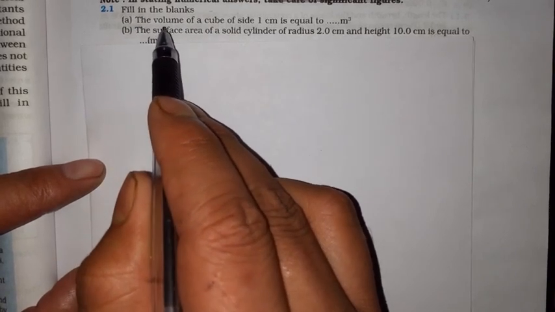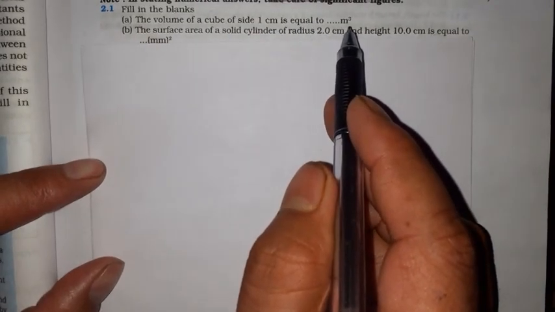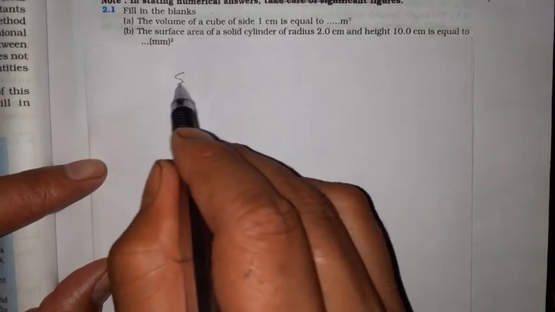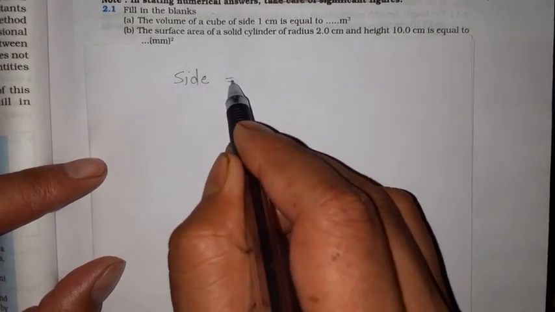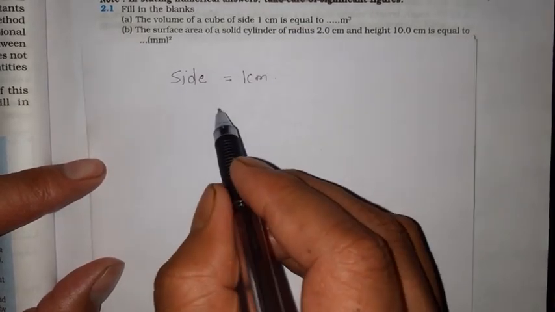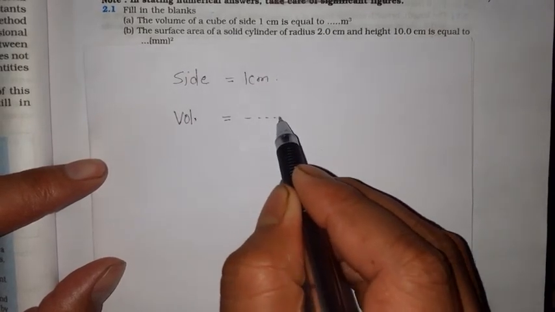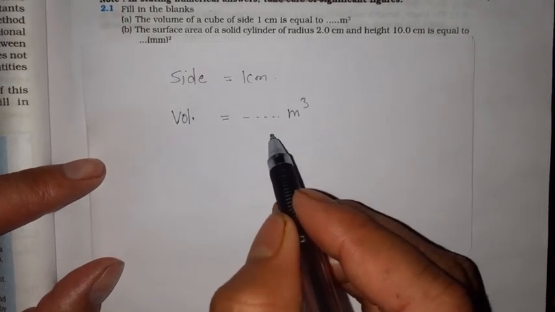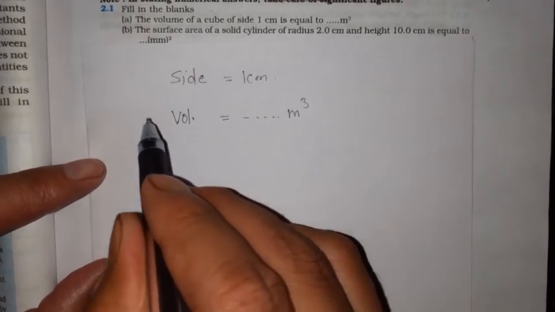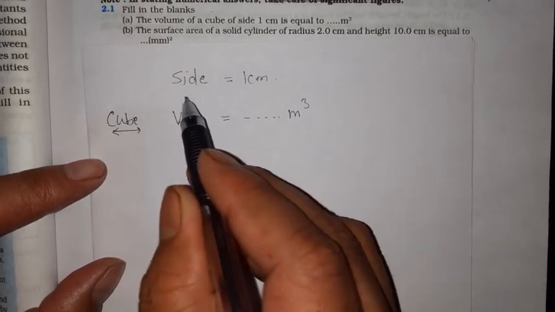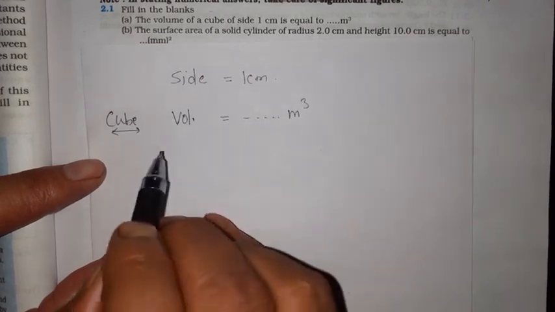So the very first question: the volume of a cube of side 1 centimeter is equal to dash cubic meter. The side is given to us as 1 centimeter, and we have to find its volume, giving the answer in cubic meter. As we know, this is a cube, whose length, breadth and height are the same.